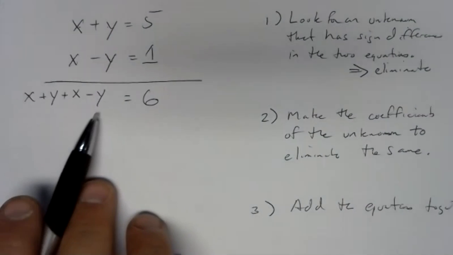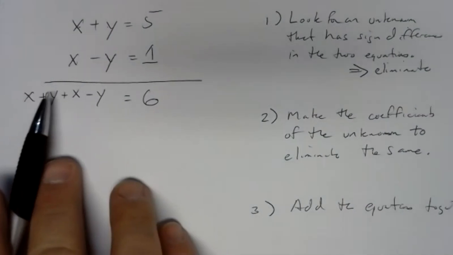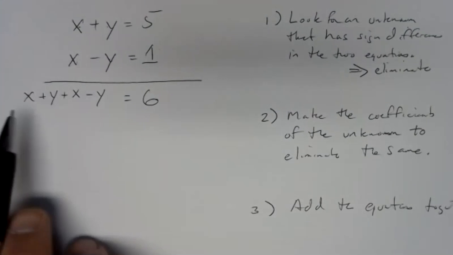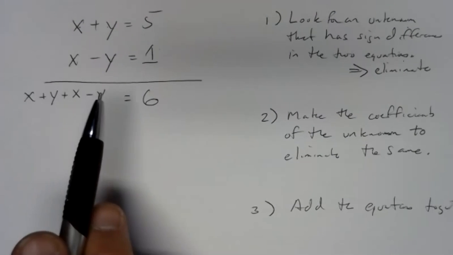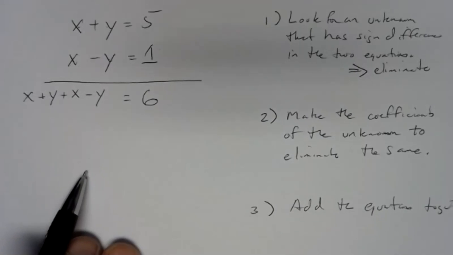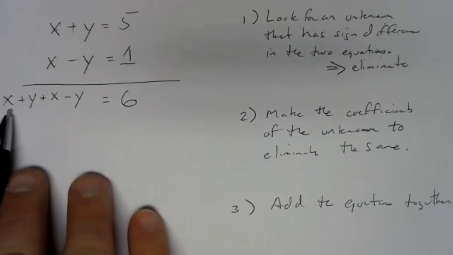Now, if we simplify down the left side, this is where the magic happens. If we've done steps 1 and 2 correctly, we'll see something eliminate. Something will cancel out. It'll disappear, and we'll be left with an equation that only has one unknown in it.